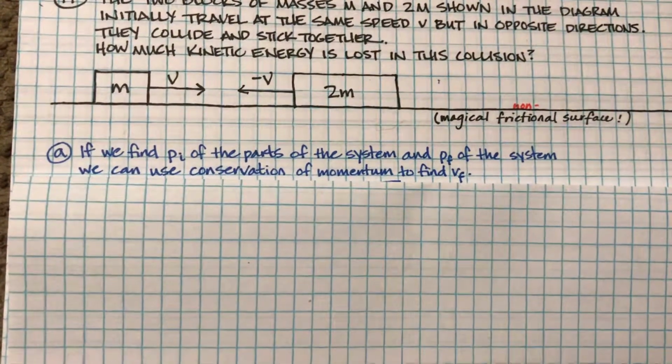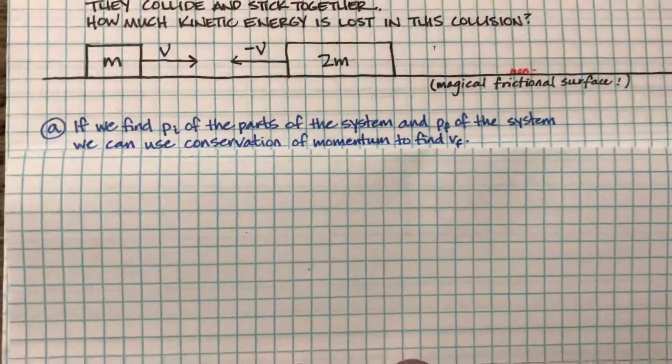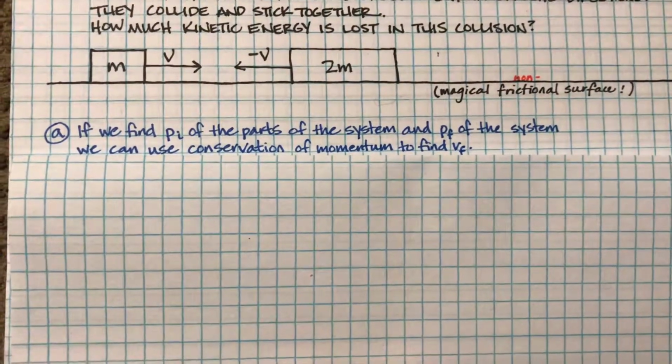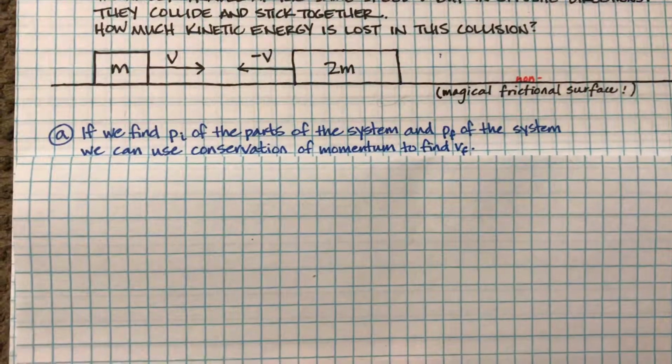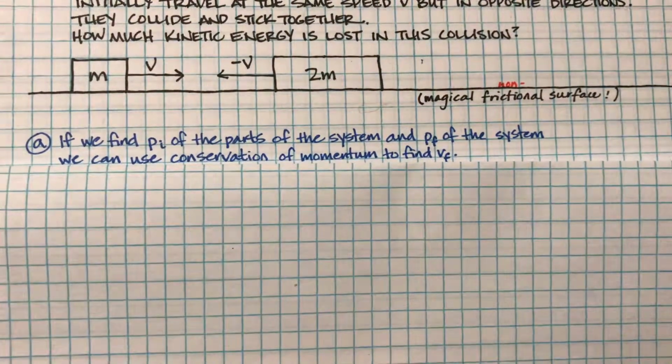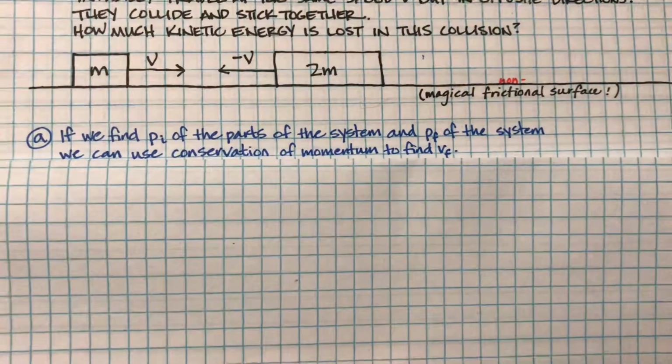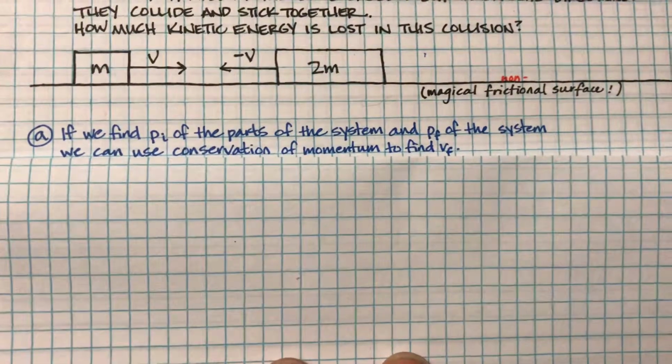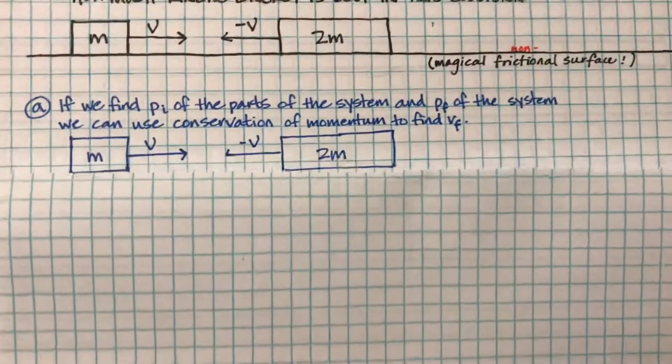So first step, we need to find the momentum of the different parts of the system and the momentum of the system at the end so that we can use the conservation of momentum idea to find the final velocity. So if that doesn't make sense, just hang on. We'll do it step by step and it'll make sense in a minute.